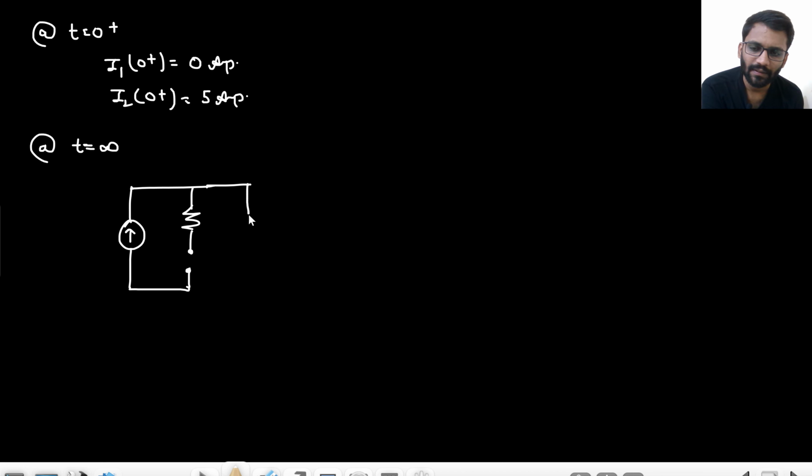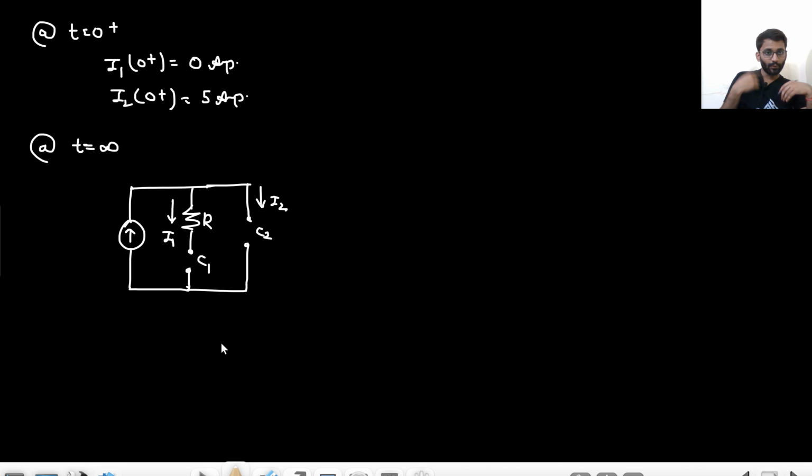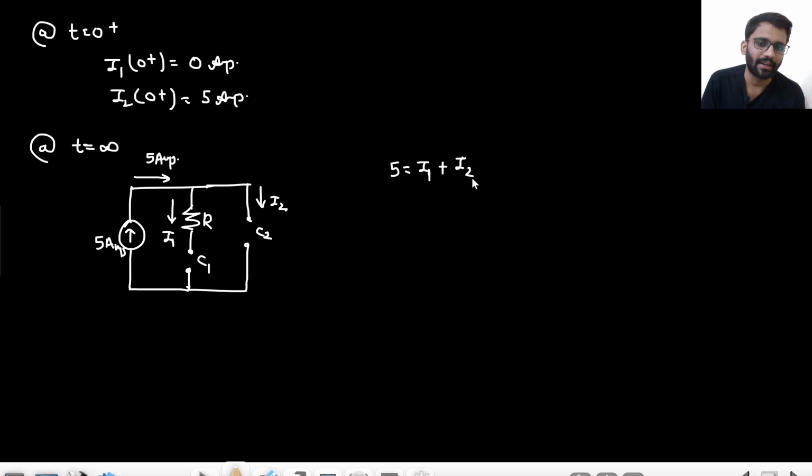This is C1, this is C2. Is there any ambiguity? Can you say that in both of the capacitors the current will be 0? This is I1 and this is I2. Can you say that? No, you can't say that. Why so? Because from here we are having 5 ampere current. That's for sure. So 5 ampere has to be equal to I1 plus I2. You can't say that I1 and I2 both are 0.